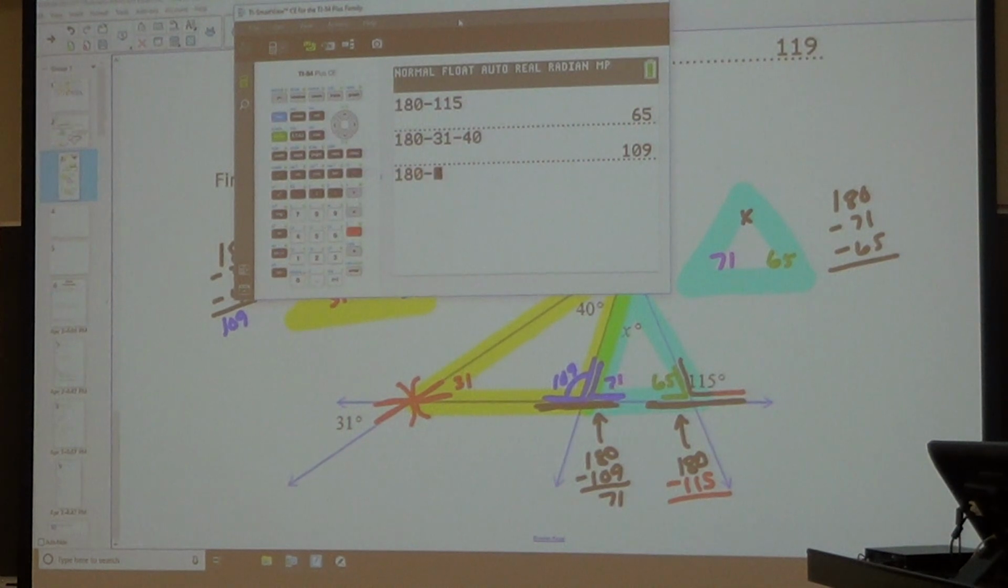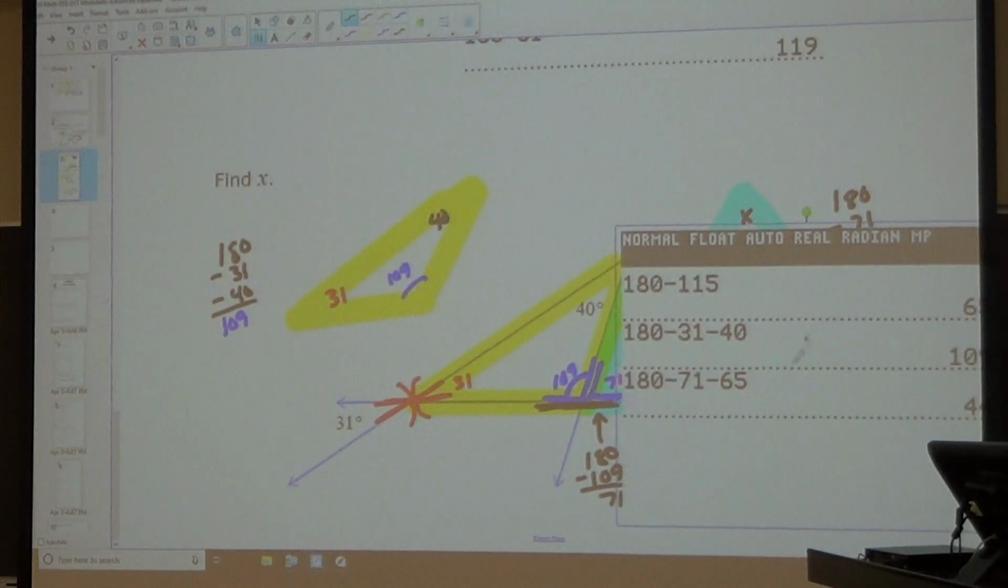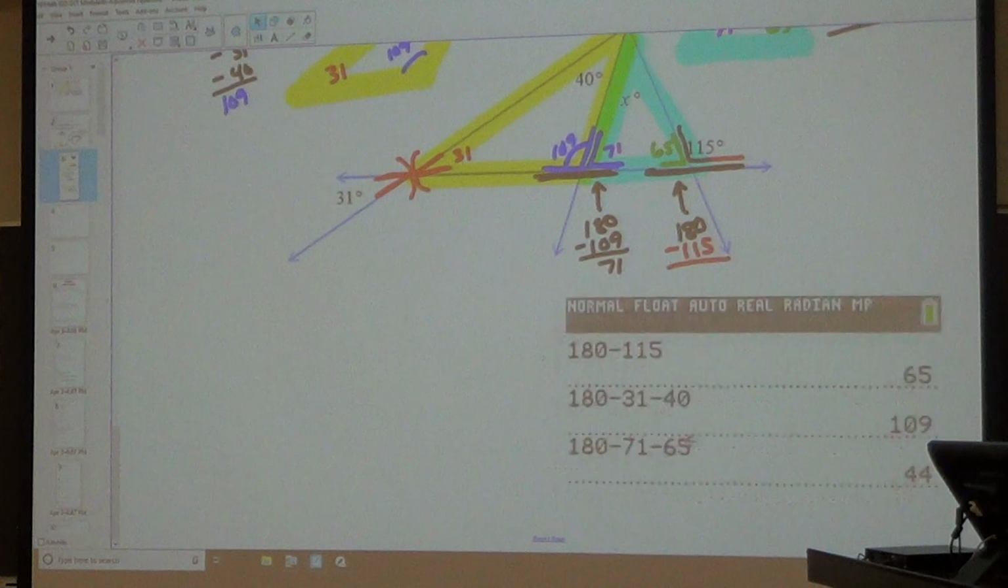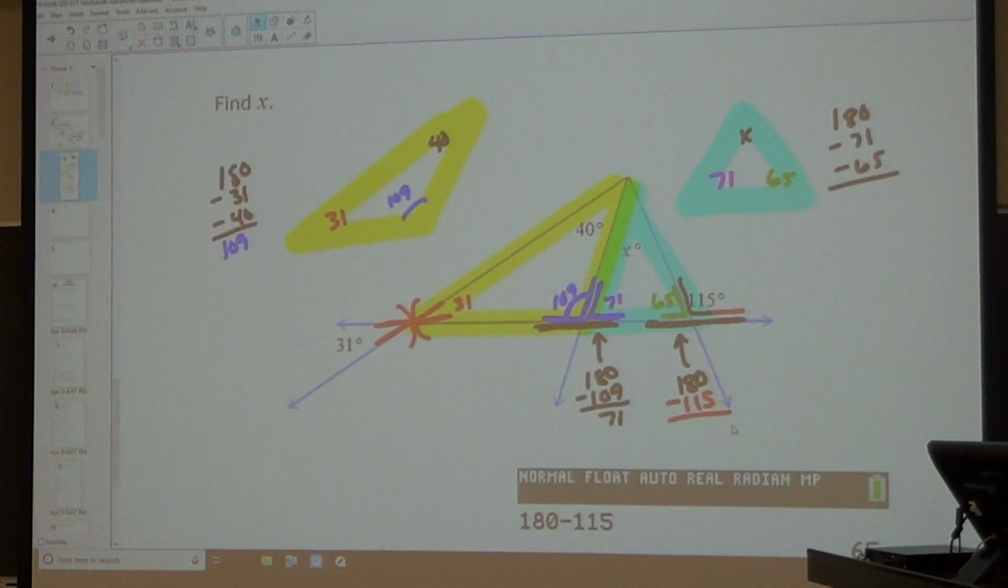So 180 minus 71 minus 65. There's your final answer of 44. So 44 is what X is gonna be.